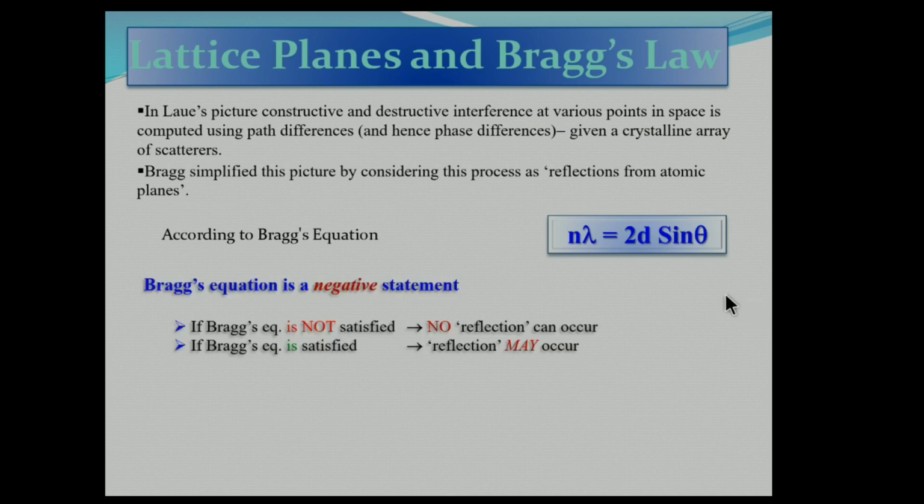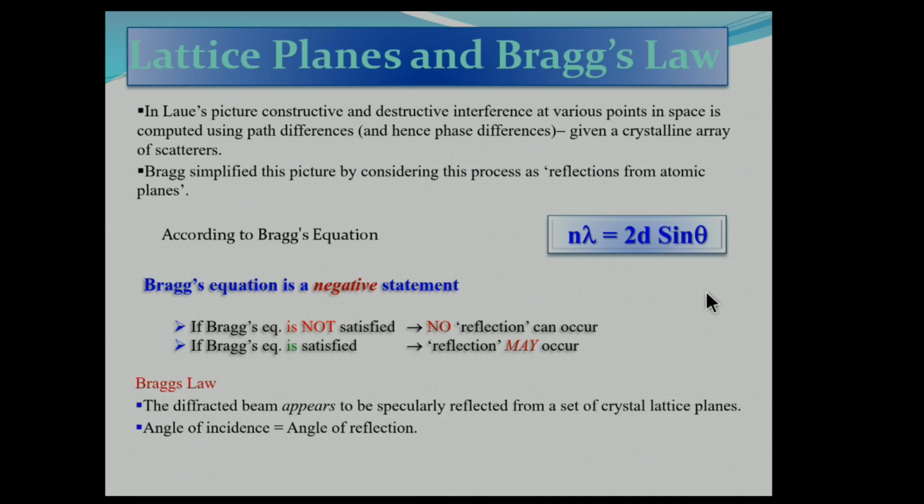Considering this statement, we can say the famous Bragg equation is actually a negative statement. That means if the Bragg equation is not satisfied, there won't be any reflection. But if the condition is obeyed, the reflection may occur. There is no surety that all the peaks which obey Bragg's equation will be present in the XRD spectrum, and that's why we call it a negative statement. If it is not satisfied, we are sure that the peak will not appear in the XRD spectra. But even if it is satisfied, there is only a possibility that the reflection may occur or that the peak may appear in the XRD pattern.